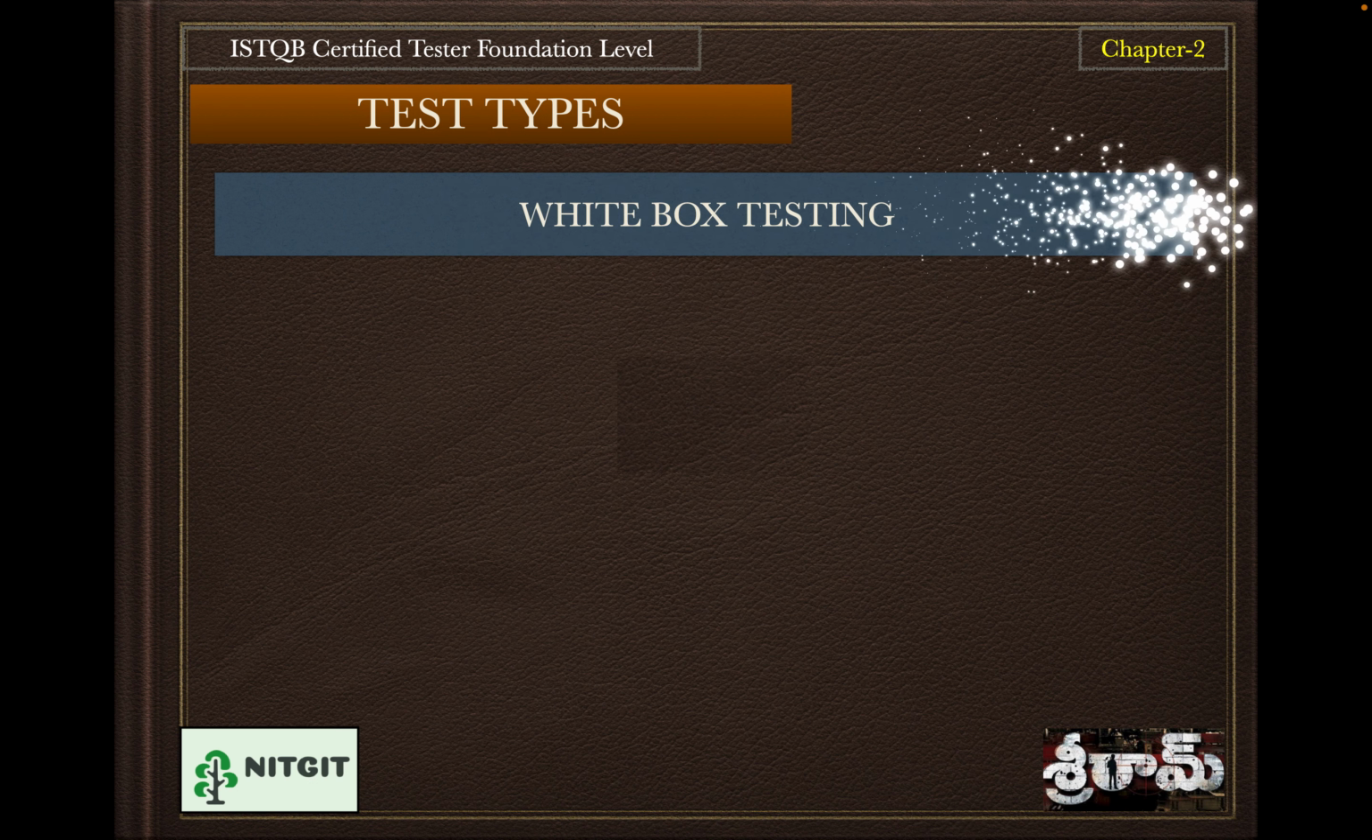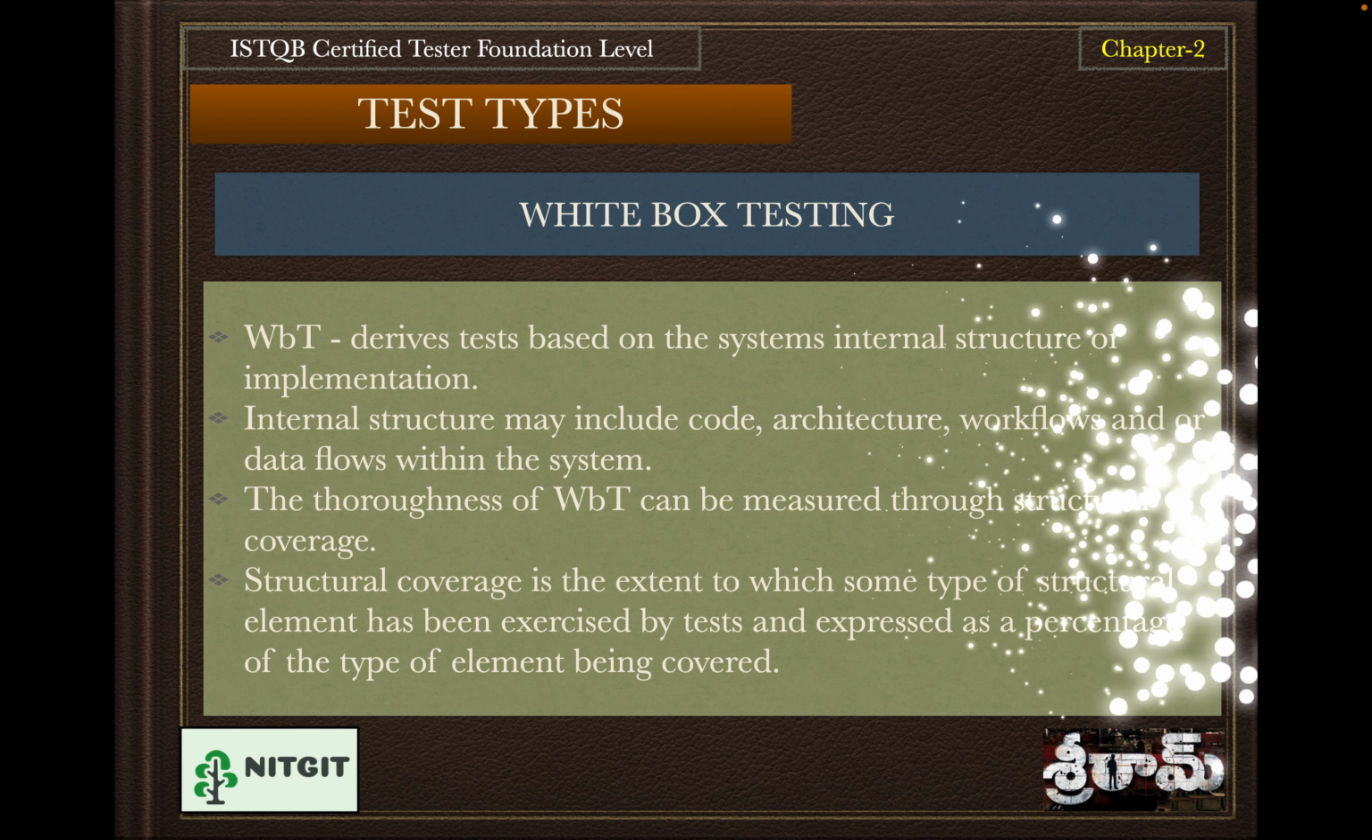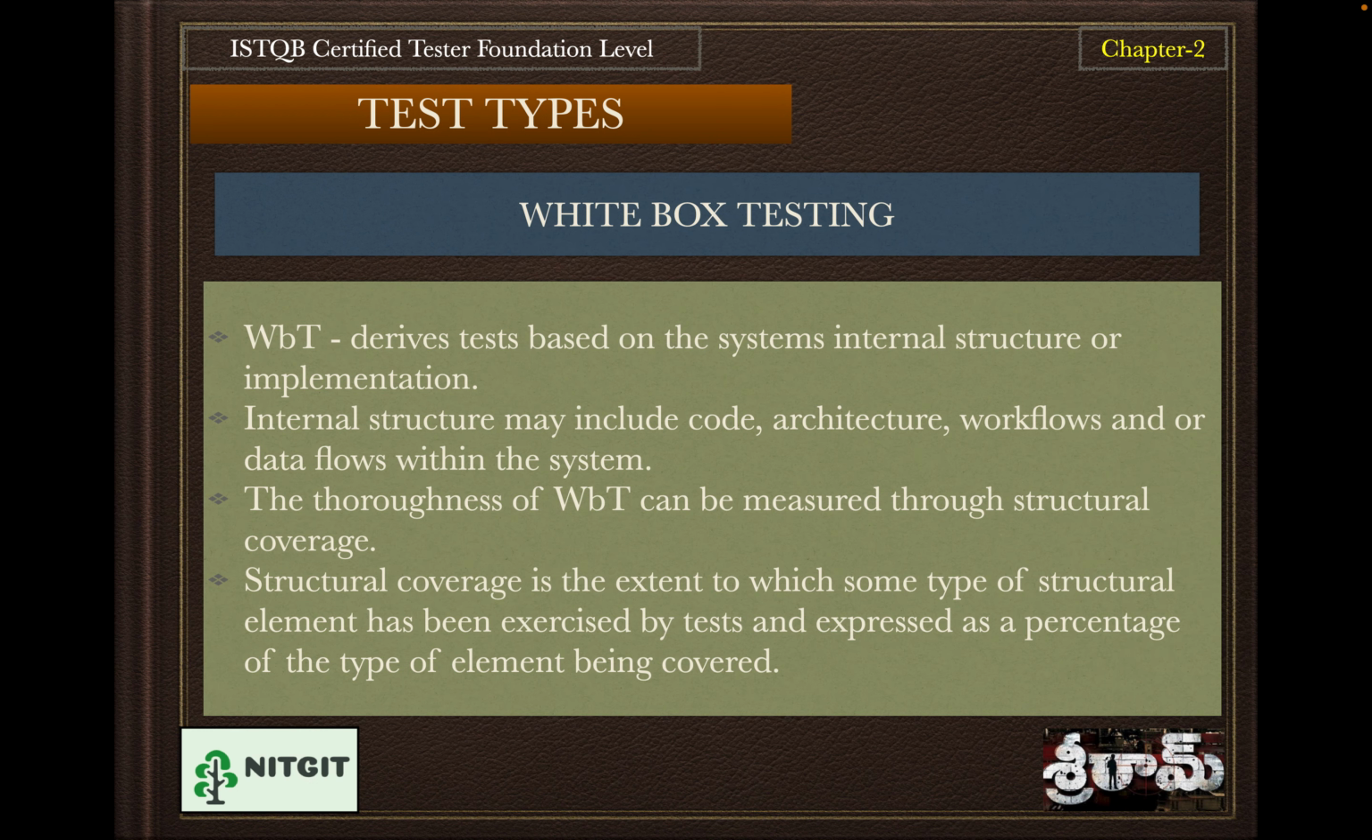Test types. White box testing. White box testing derives tests based on the system's internal structure or implementation. Internal structure may include code, architecture, workflows, and/or data flows within the system. The thoroughness of white box testing can be measured through structural coverage. Structural coverage is the extent to which some type of structural element has been exercised by tests, expressed as a percentage of the type of element being covered.